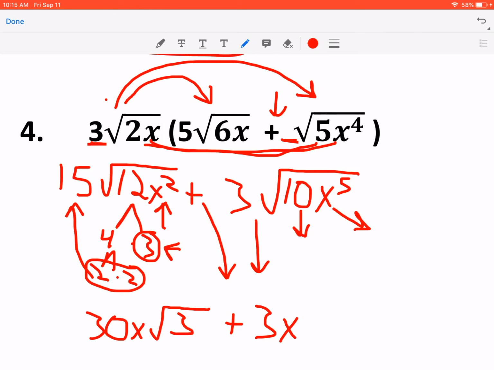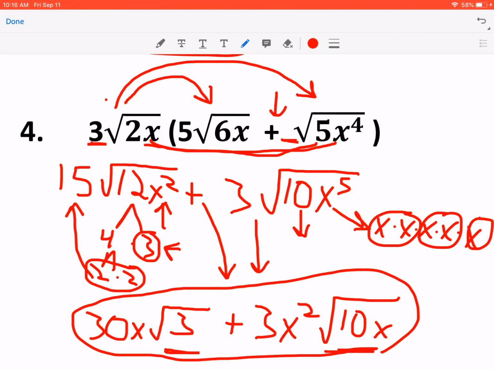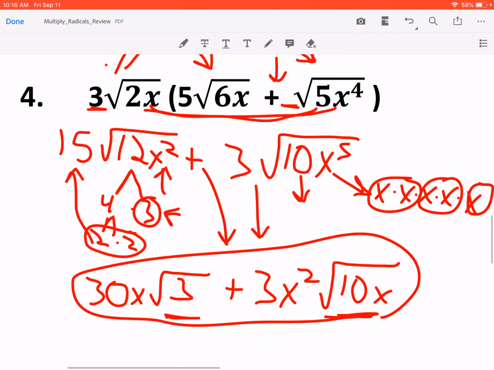2 pairs of x's. But remember, if there were 5 x's, it's an odd number, you're always going to have 1 left over. You had 2 pairs, but a single one left over. So the 10 was still inside, and a single x. That's the best you can do. Radical 3's don't hang out with radical 10x's, so the best you can do is that right there. There's your answer there.